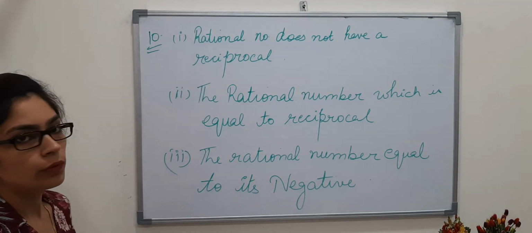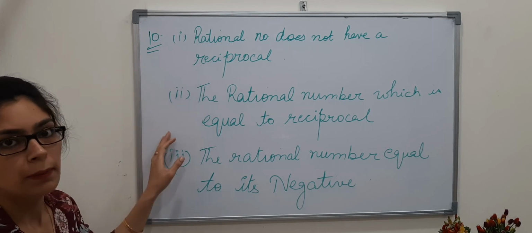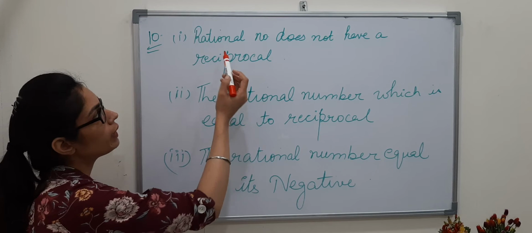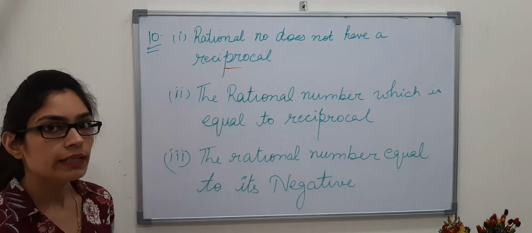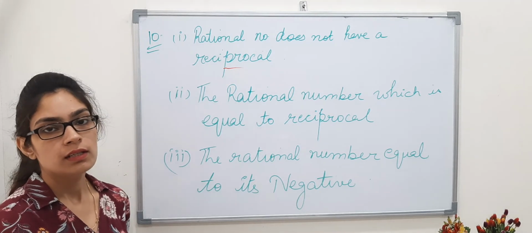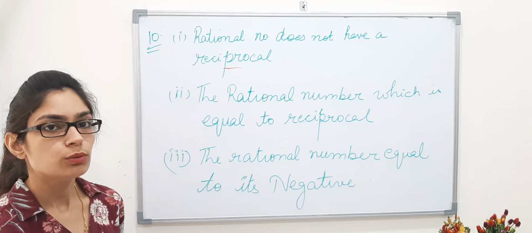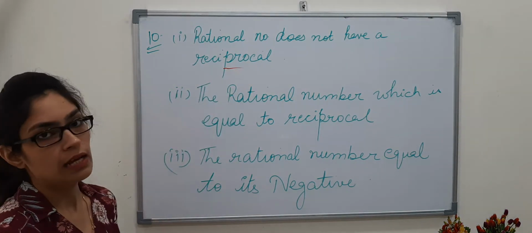Let's do the 10th question. It has 3 parts, and all 3 parts we will discuss here. First of all, we have to tell a rational number that does not have a reciprocal. Reciprocal means the denominator should be changed into the numerator and the numerator into the denominator. So we have to tell such a number that does not have any reciprocal.